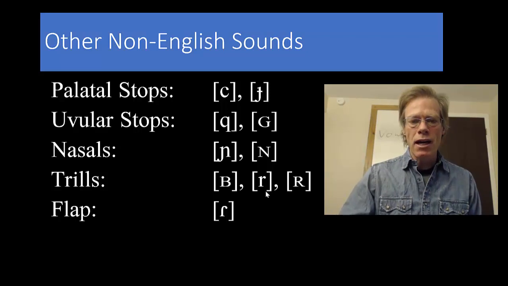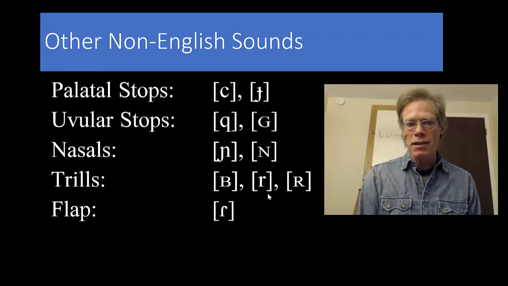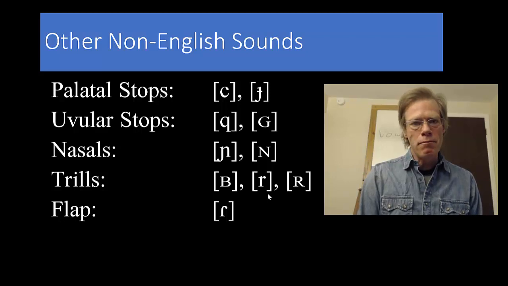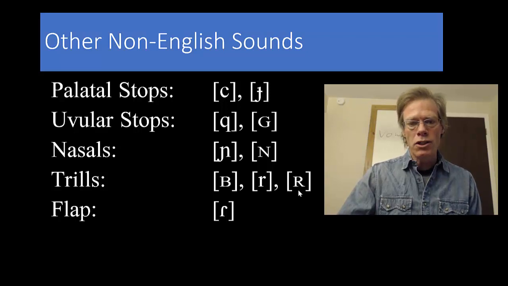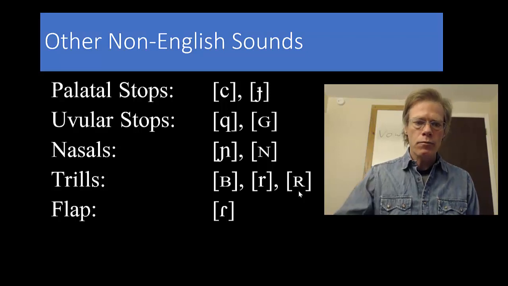And then there would be the tongue tip trill, where the tip of your tongue is vibrating, basically. It's moving really fast. That one I just can't do. I can do the uvular trill, which is this one here, the small capital R.